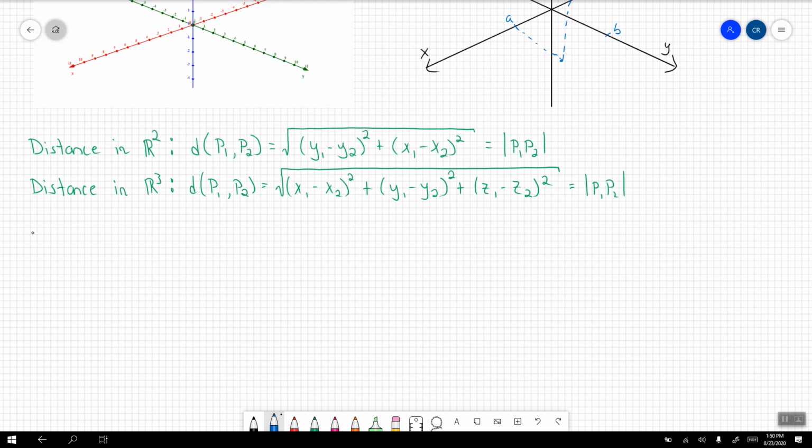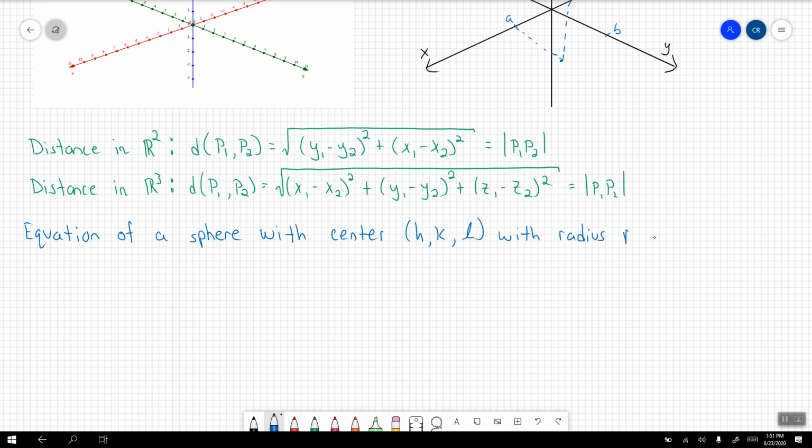Here we are. So I'm going to start by saying that the equation of a sphere with center (h, k, l) and radius r is given by (x - h)^2 + (y - k)^2 + (z - l)^2 = r^2, which again looks very, very similar to the equation of a circle in R^2, plus this third component. So that's really cool to see.